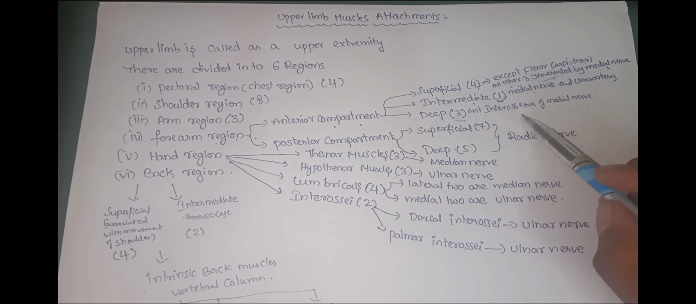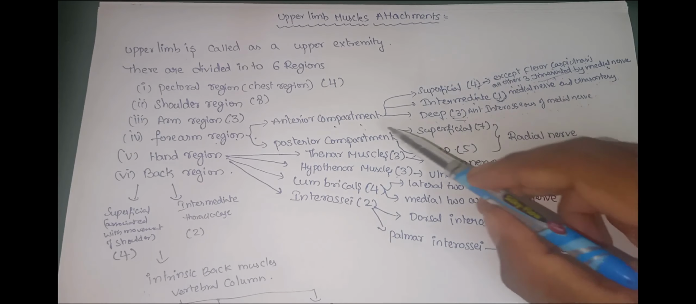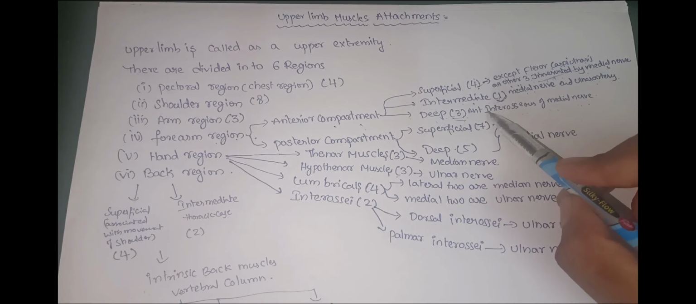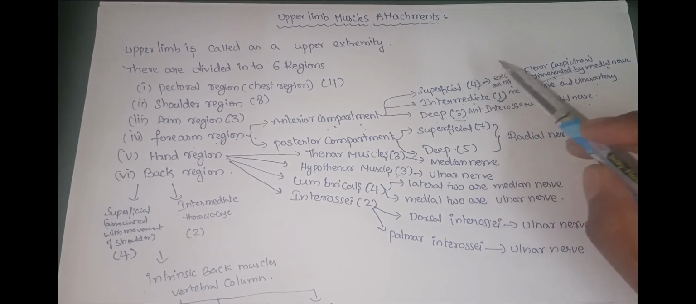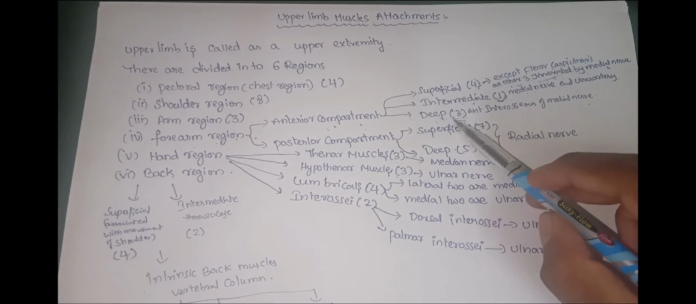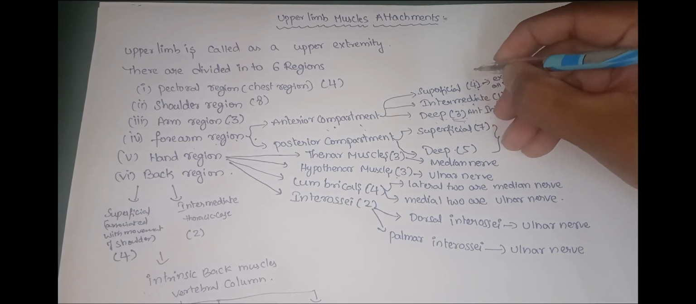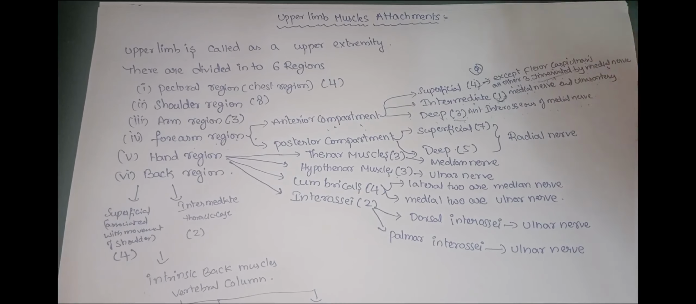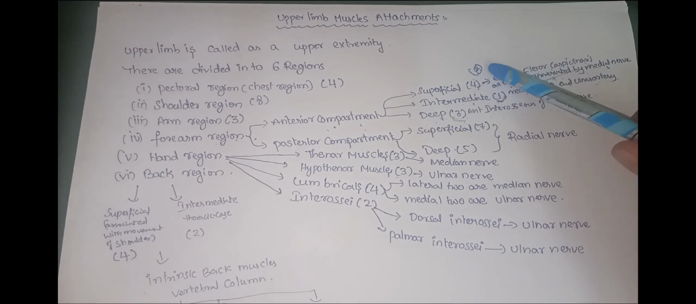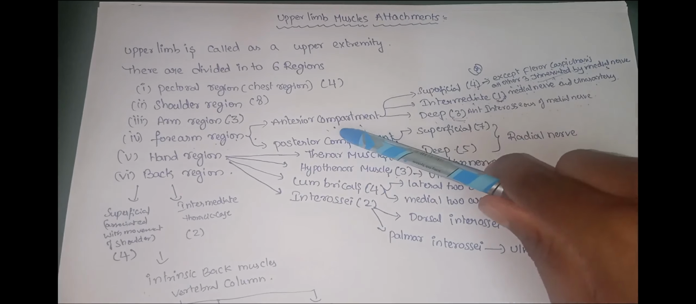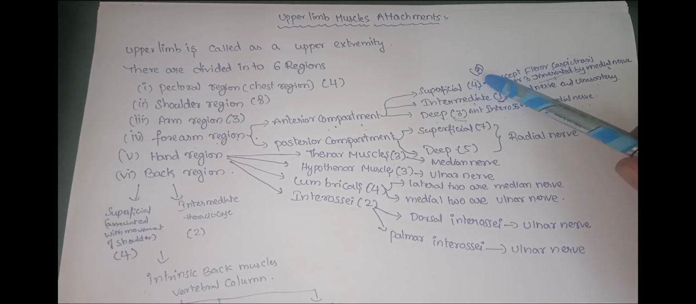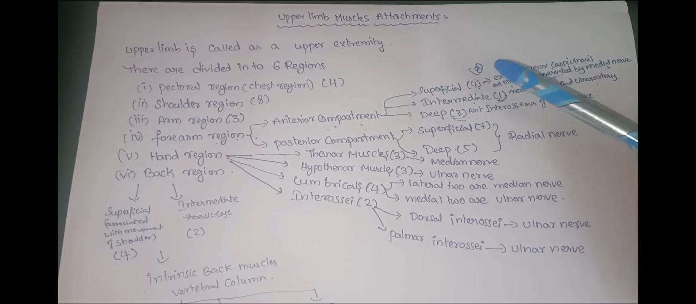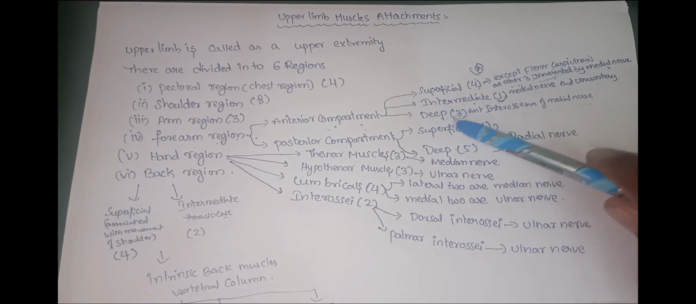Innervated by the anterior interosseous branch of the median nerve. So in the anterior compartment of the forearm region, how many muscles are present? 4 plus 1 plus 3, so there are a total of 8 muscles present in the anterior compartment of the forearm region: superficial 4, intermediate 1, deep 3.